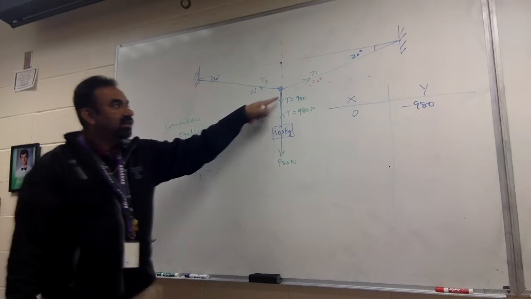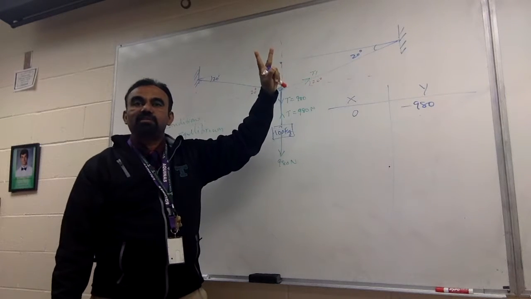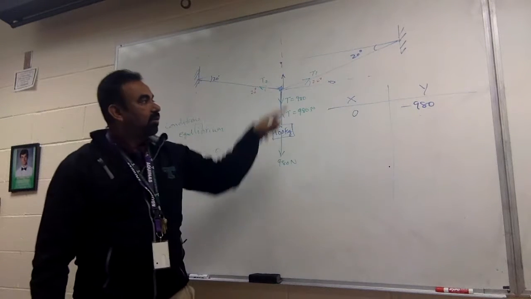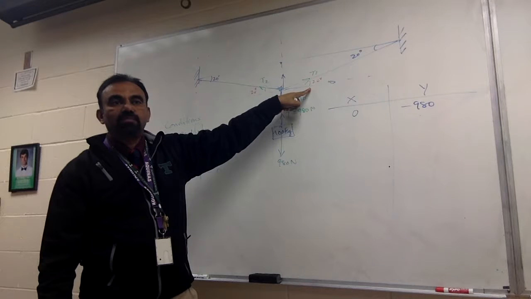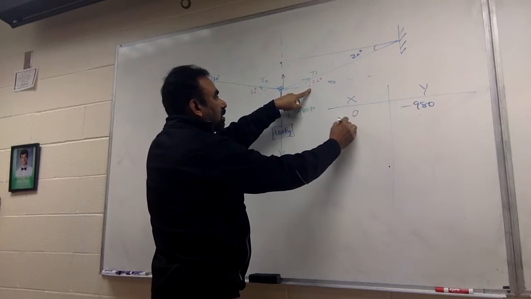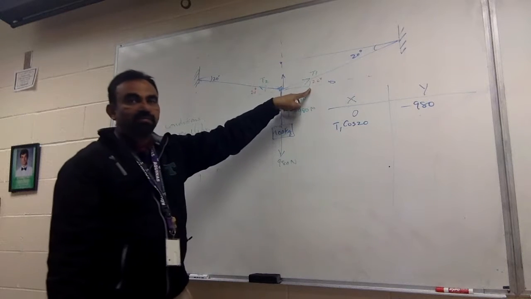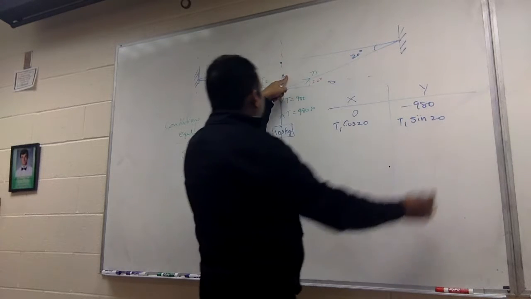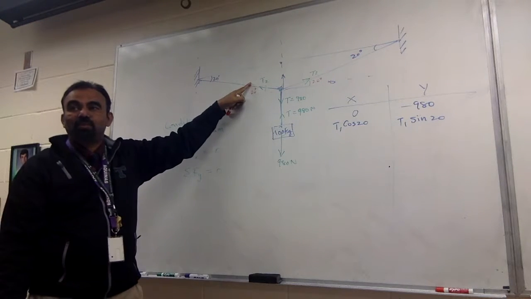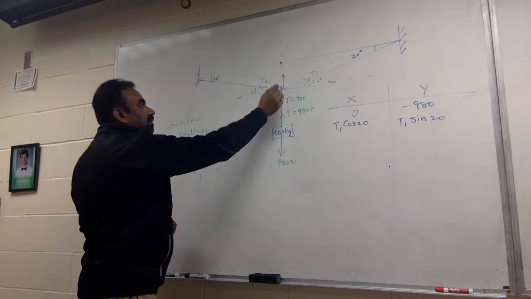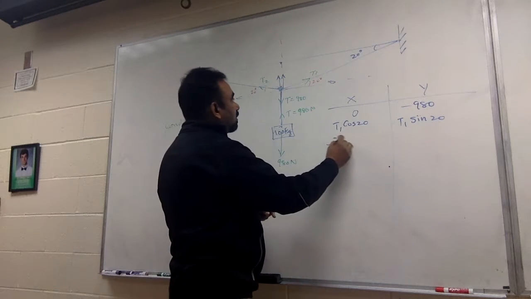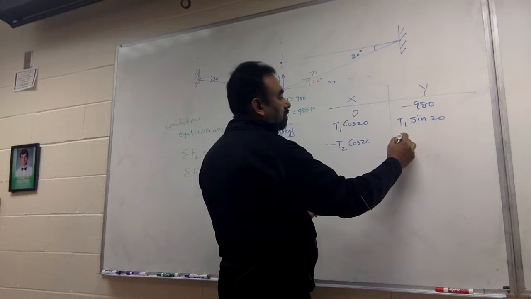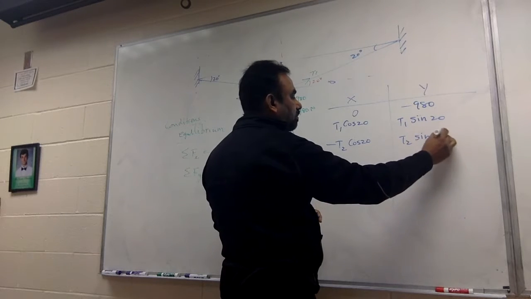You're done with this. Now go to this one. This one has 2 components. One is here, and the other is this way. What is this horizontal component? T1 cosine 20, positive. What is this component? T1 sine 20. Now go to this one and split it the same way. What is this component? Negative T2 cosine 20. And this is T2 sine 20.